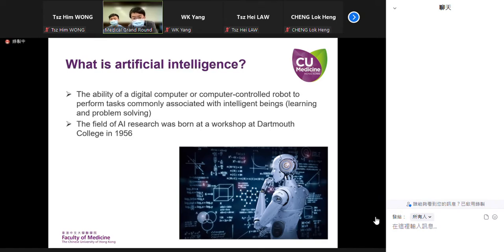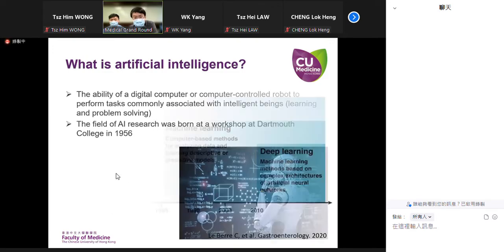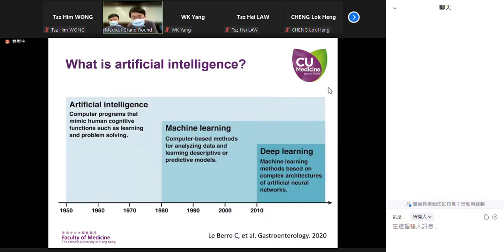And the field of AI research has a very long history, and the first reported history was in 1956, and it was started at a workshop at the Dartmouth College. And the main concept of AI, artificial intelligence, is very broad, as I said, and basically it consists of any computer programs that can mimic our human cognitive functions, such as learning and also problem solving. And this is a very broad term.